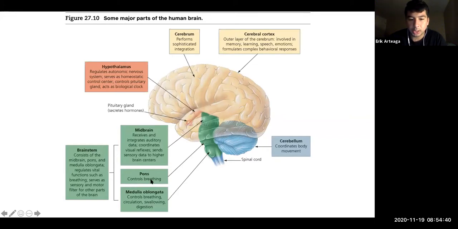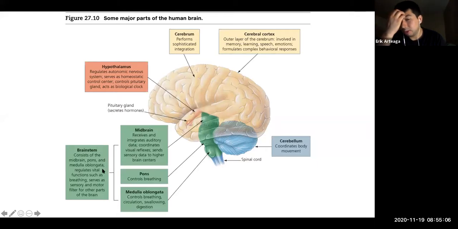The pons controls breathing, which is here, this little bit. And then the medulla oblongata controls breathing, circulation, swallowing, and digestion. This brainstem is considered the reptilian brain. Okay, so they sometimes call it the reptilian brain because reptiles lack a lot of the more developed brain centers that mammals have, whereas we have all of this.